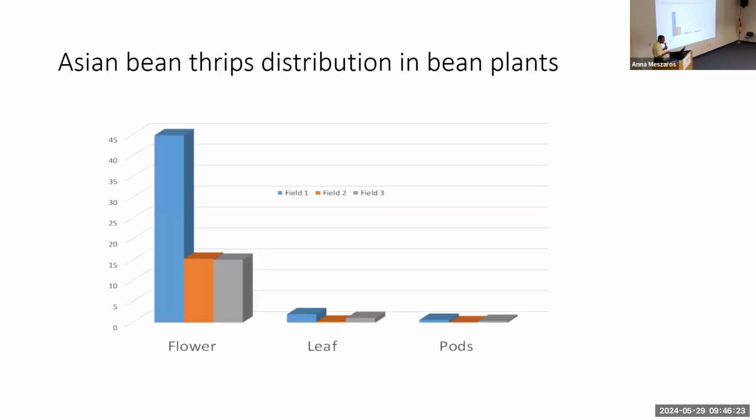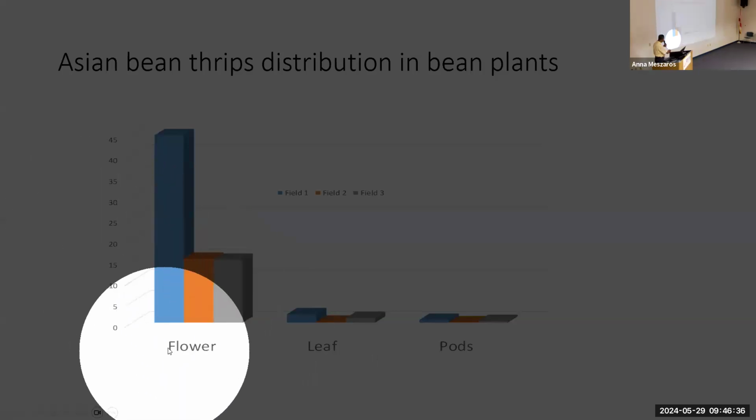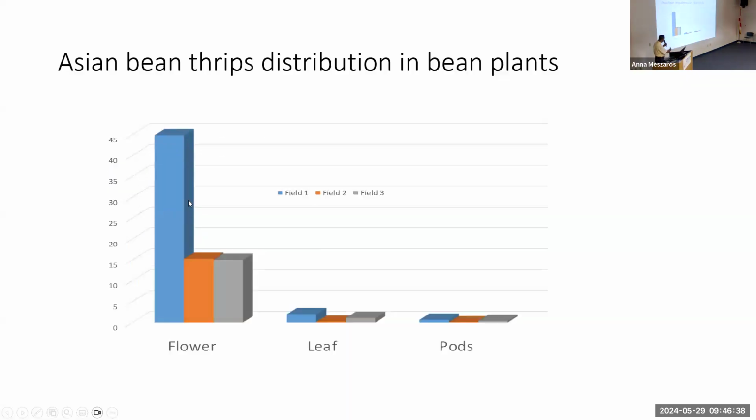So here, as I mentioned, the Asian bean thrips on flower, this is a slide. It shows the abundance of Asian bean thrips on different parts of the bean plants. You can see that this is your flower, the next one is leaf, and the next one is pods. You see most of them on the flower. I conducted this study in 3 fields. That's why there are 3 bars. In each field, we found highest number on flower.